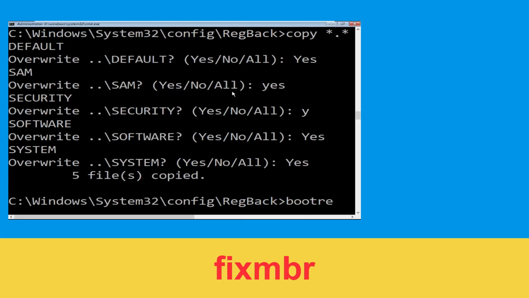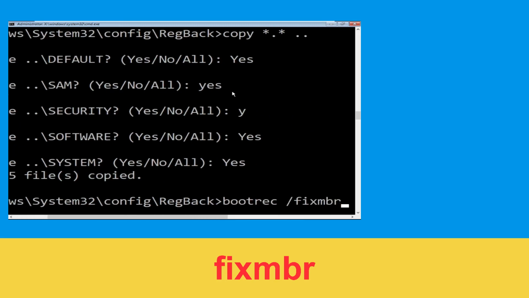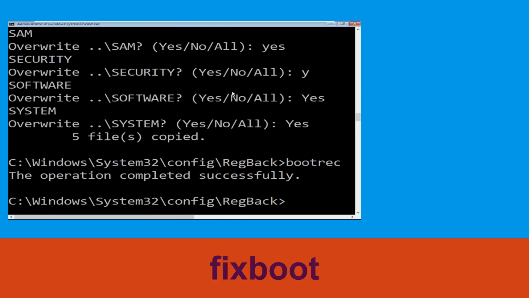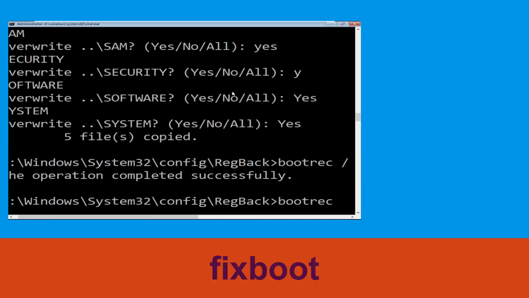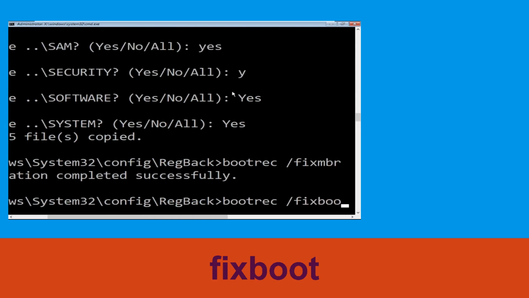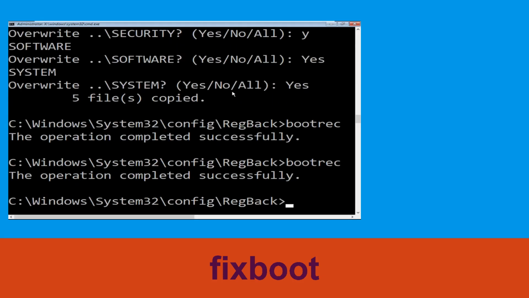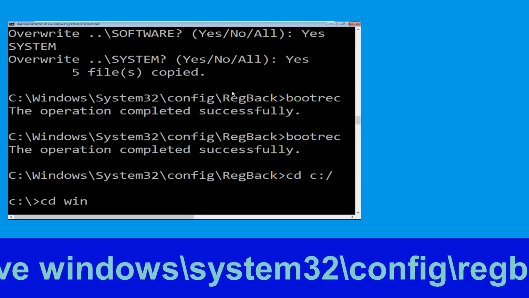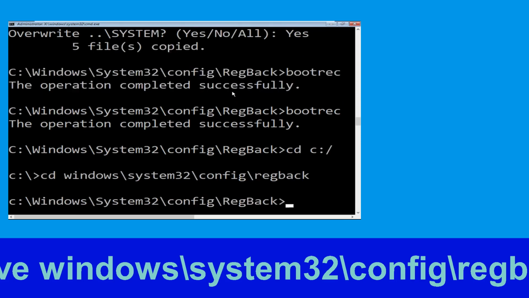Now type bootrec /fixmbr and simply hit enter. Now type bootrec /fixboot and hit enter to execute. Now type cd c:/ and simply hit enter. Now execute this command. Type cd windows/system32/config/regback, then simply hit enter to execute this command.